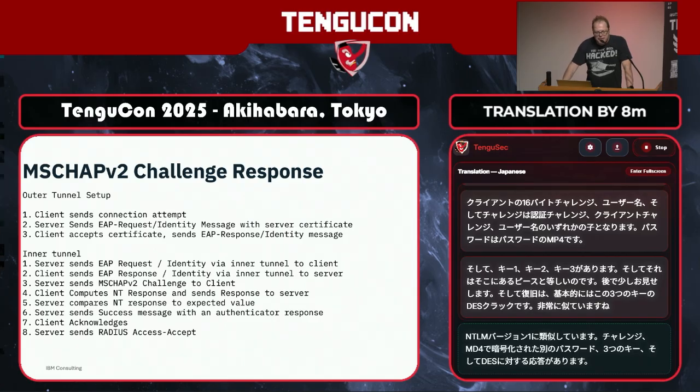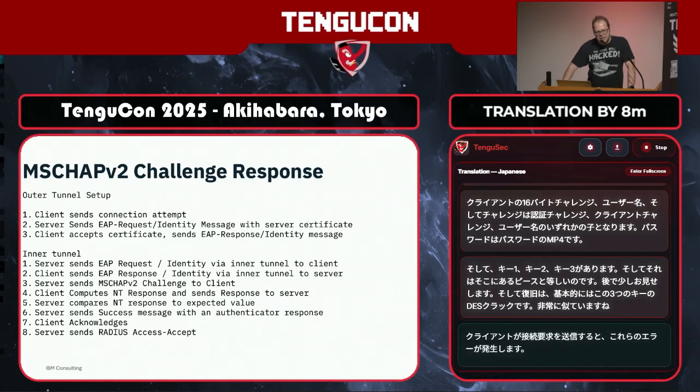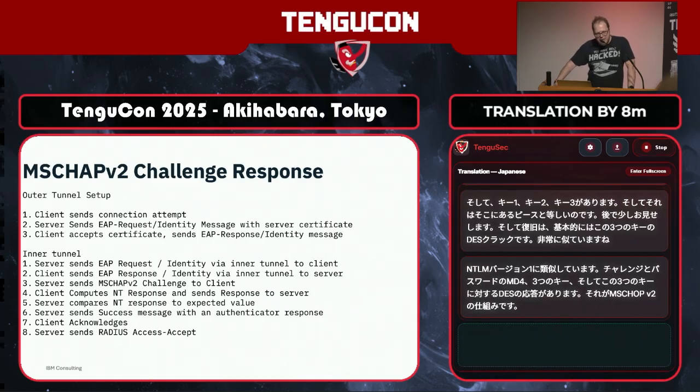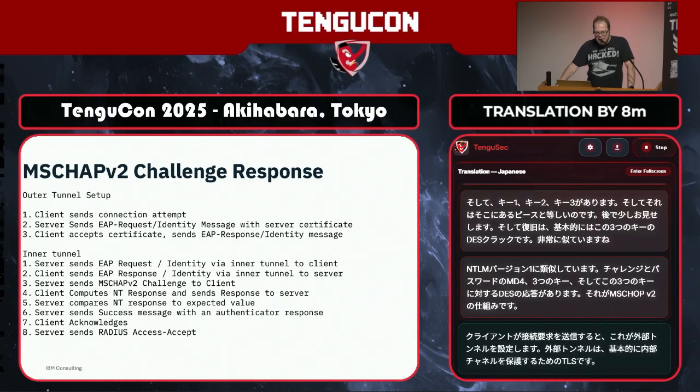So the way MSCHAP-v2 works is your client sends a connection request. It sets up this outer tunnel. The outer tunnel basically is just TLS to protect the inner challenge response from attack. You can run what's called EAP MSCHAP-v2, which is without the outer tunnel, or you can run EAP PEAP, which is the protected authentication protocol, and then you have an inner tunnel.